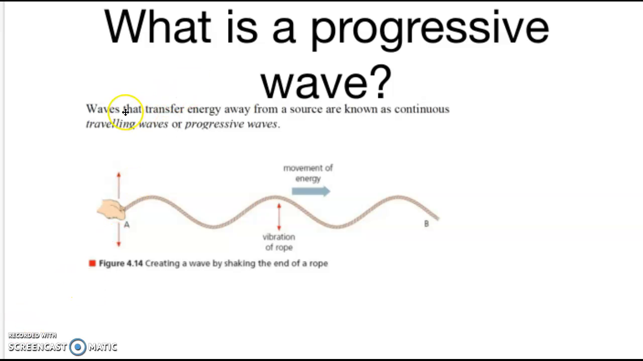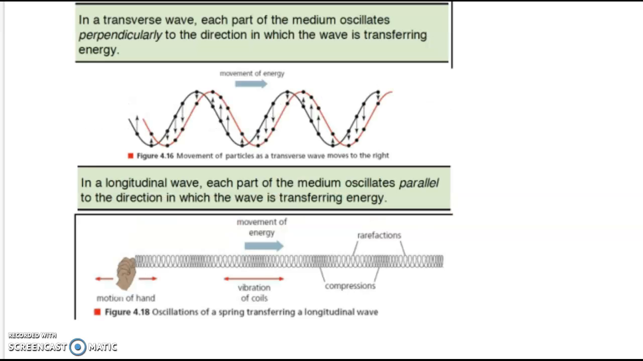And so waves that transfer energy away from the source are known as continuous, traveling waves, or progressive waves. And this is a very important definition. Remember that progressive waves can happen in transverse waves, where the motion of the individual particles is at 90 degrees to the movement of the energy, right? So the particles are moving up and down, but the energy is moving this way.